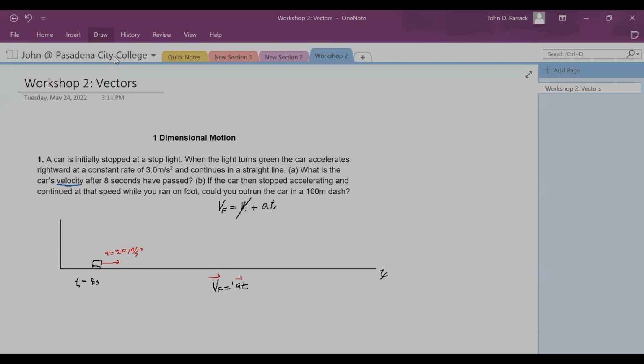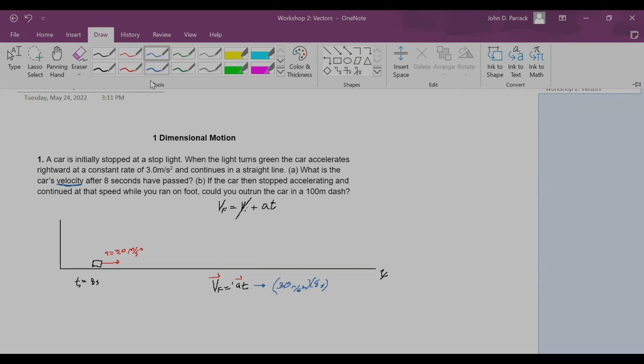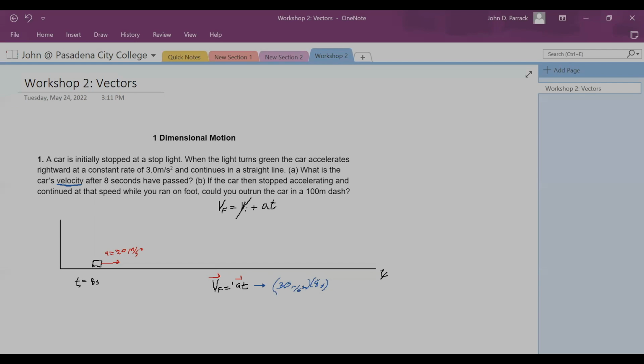Okay, so let's solve this. Seems pretty straightforward. We can just plug in here. So the acceleration that they gave us was 3.0 meters per second squared. Okay, and that's going rightward. And then we multiply that by how many seconds passed? 8 seconds, I think they said. All right, let's check what happens here. So 3.0 times 8 is 24.